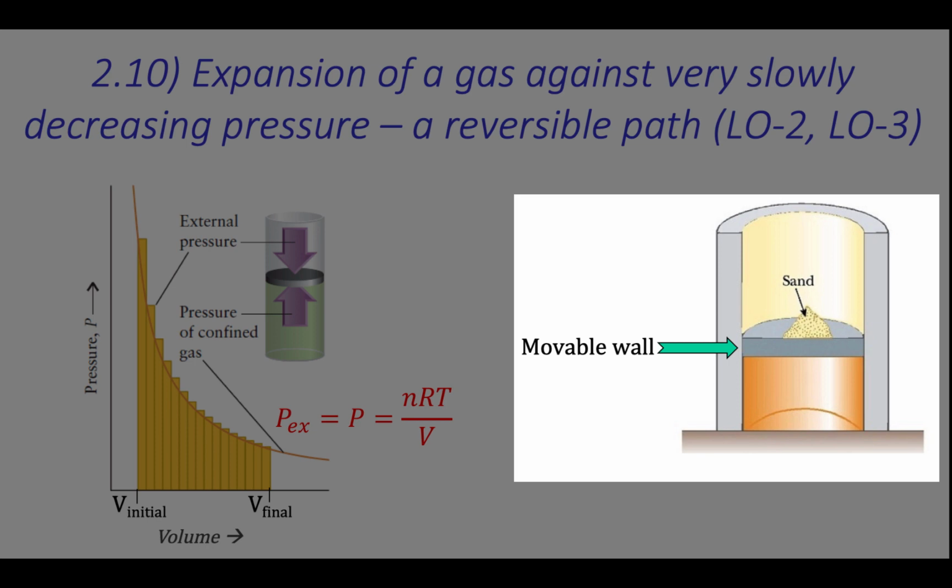Notice that I'm calling this process nearly reversible and not truly reversible. For the expansion to be truly reversible, we'd have to remove an infinite number of infinitely small grains of sand from the pile. This would take an infinitely long amount of time. So although we can come very close to reversibility, no thermodynamic process occurring in the real world can be truly reversible.